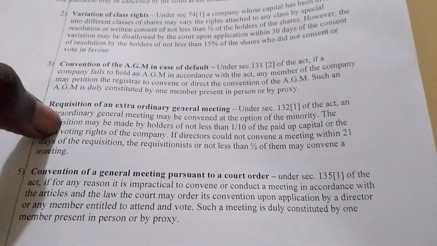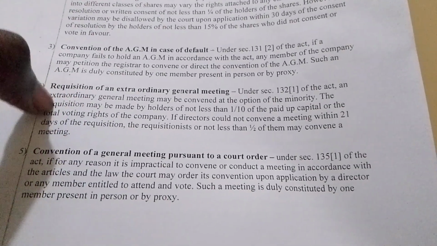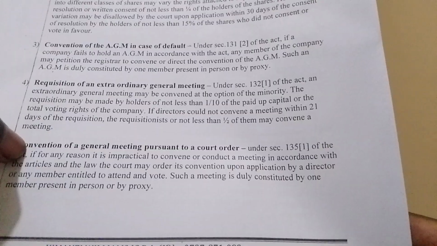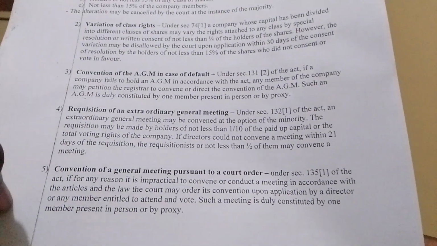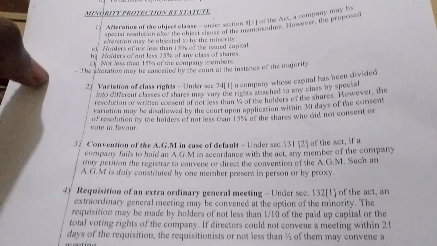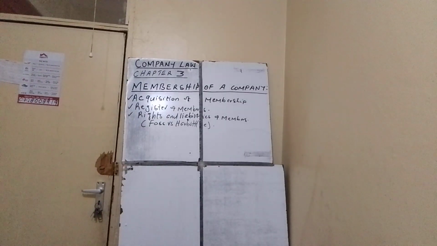Protection when you are convening an extraordinary general meeting. Protection when you are convening a general meeting pursuant to court order. All these are ways of protecting the minority by statute. Then we also have number 6.